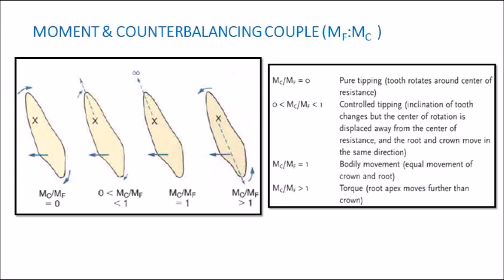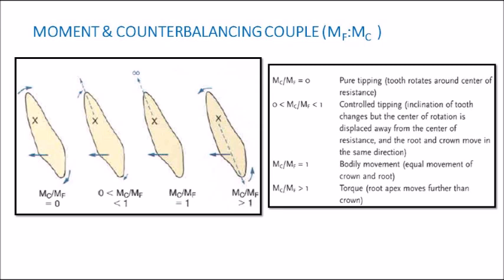So imagine a scenario, the first scenario shown on the left side. You can see there you are applying a force. There is no counterbalancing couple we are giving. We are simply applying a force like we do with removable appliances. You are keeping a Hawley retainer or a Hawley retraction plate and you are simply applying a force. There are no other attachments or counterbalancing couple we are providing. So F is the force applied, but MC, the counterbalancing couple, is 0. So the ratio between these two will definitely be 0.